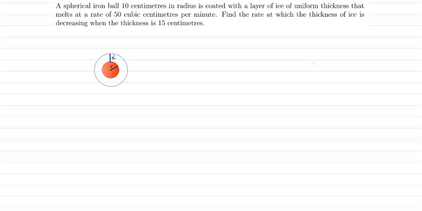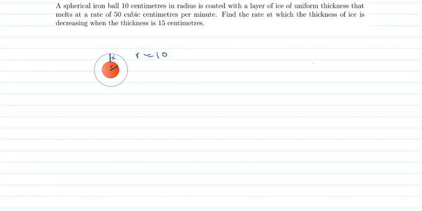So if we say this is our iron ball, let me say the inside part here is our iron ball, then the white part here is the ice that has been coated. What we have here is our iron ball with radius r, where we are told r is equal to 10 centimeters. Then we can say the thickness of this coat of ice is x, because we are not sure of its actual thickness. So what do we do here? We can relate this to the volume of a sphere. Okay, so let's collect the data that we have first.